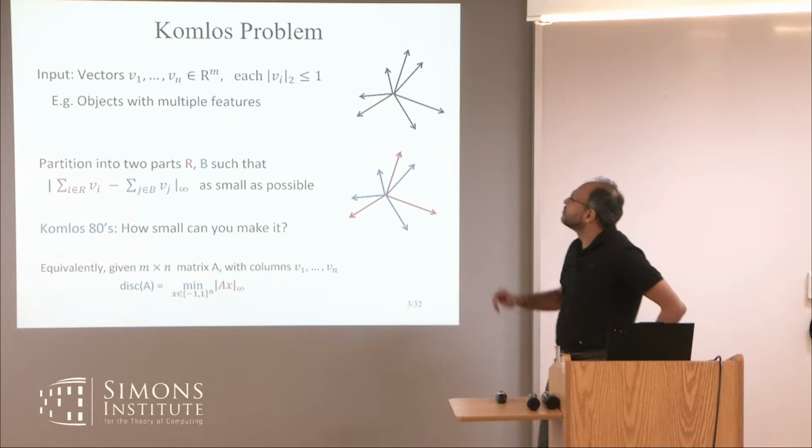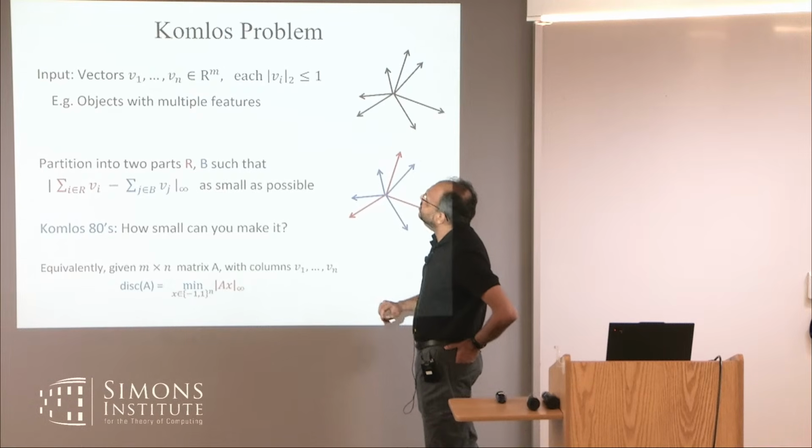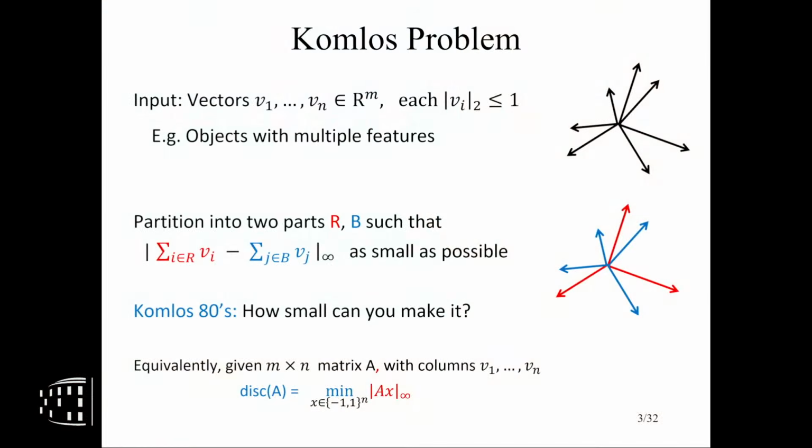Okay, so here you're given vectors v1 through vn in some m dimensions. And let's say each vector has unit length. And since this is an ML conference, this will be my only ML buzzword. So let's imagine these are objects and these dimensions are features.